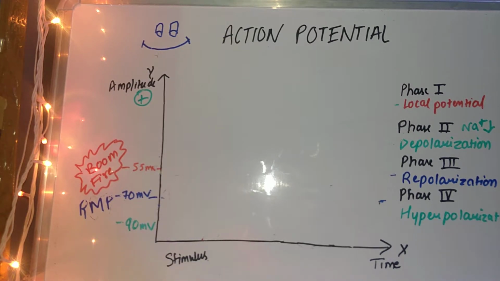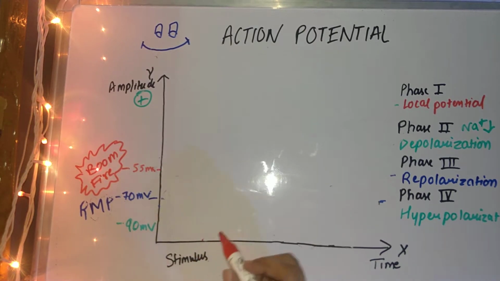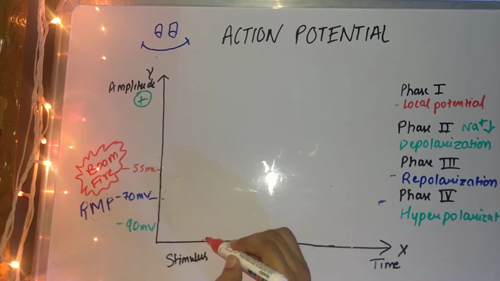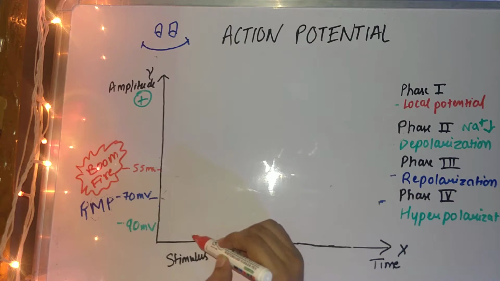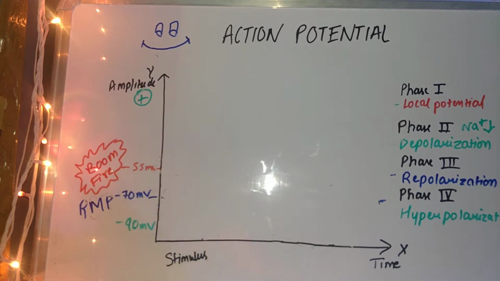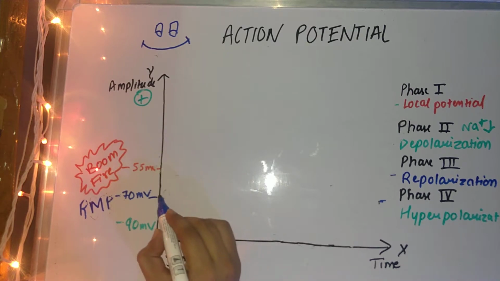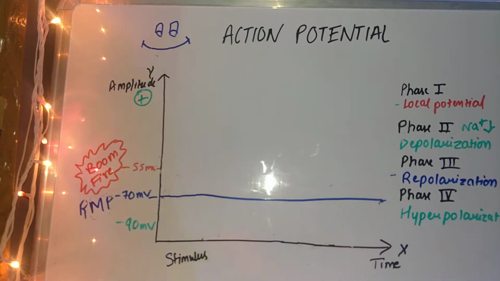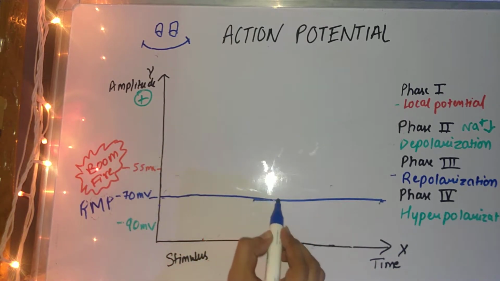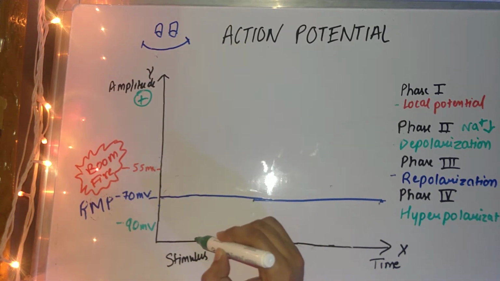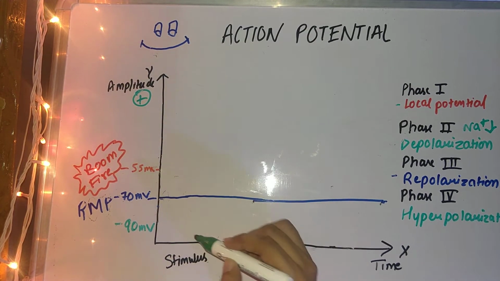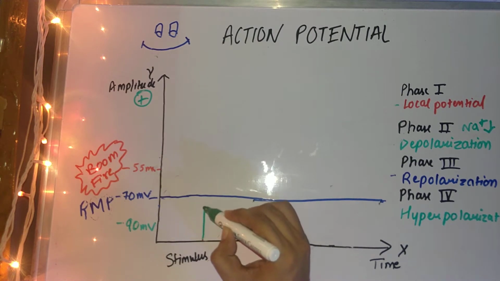So going back to the graph, whenever there is a stimulus, it can be like touch or something. Whenever there is a stimulus, it will increase the membrane potential of the nerve cell. As I told you, this is our resting membrane potential, so this is our reference line. I will make it straight. Now whenever there is a stimulus, it will increase the membrane potential, that means towards the positive side.